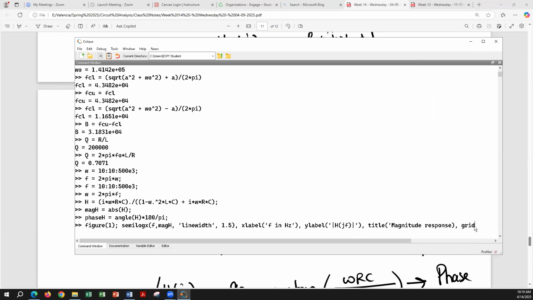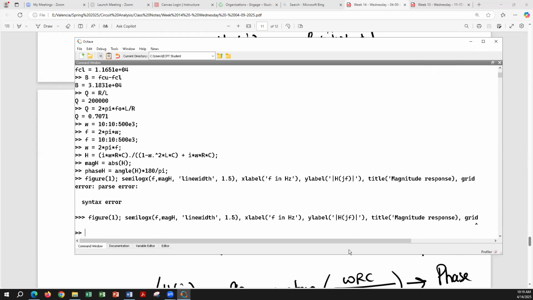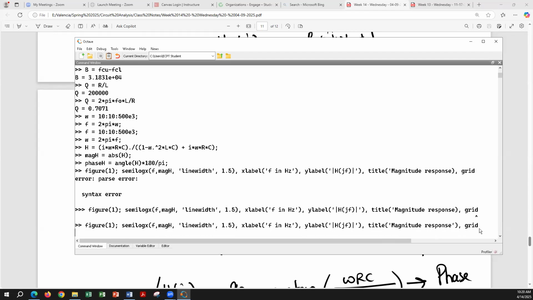And then I'm gonna run the grid. All right, let's see. Syntax error, semilogx f, and with the h, line width 1.5, x label. Oh, okay. Missing a quote over here. Okay, taking long to print it.